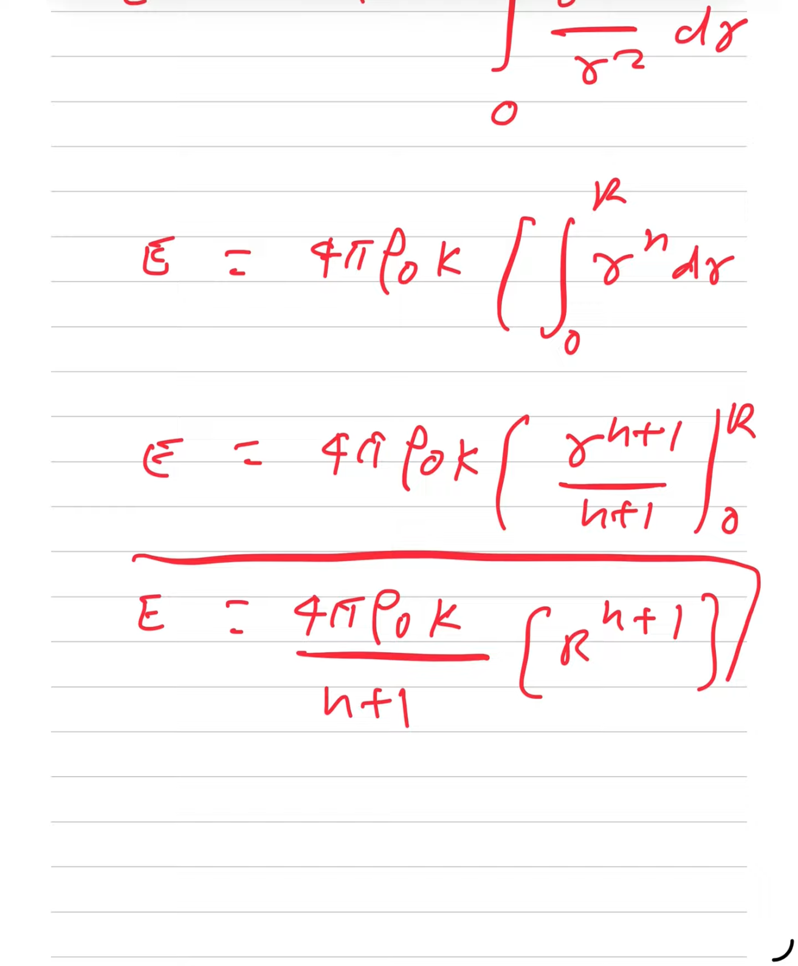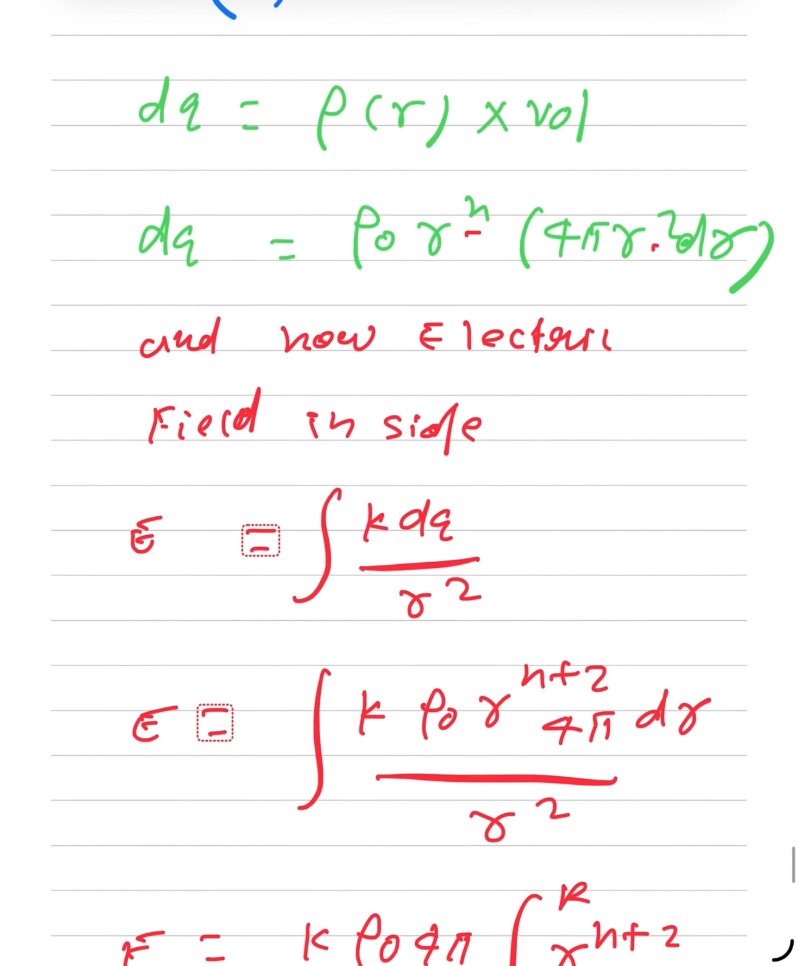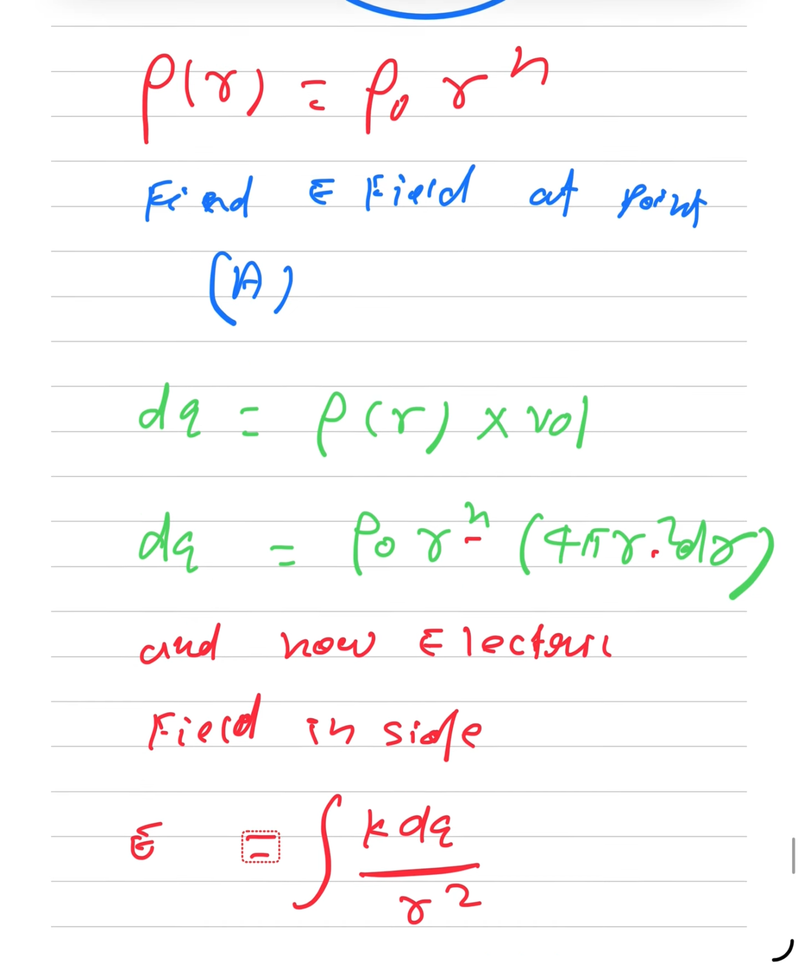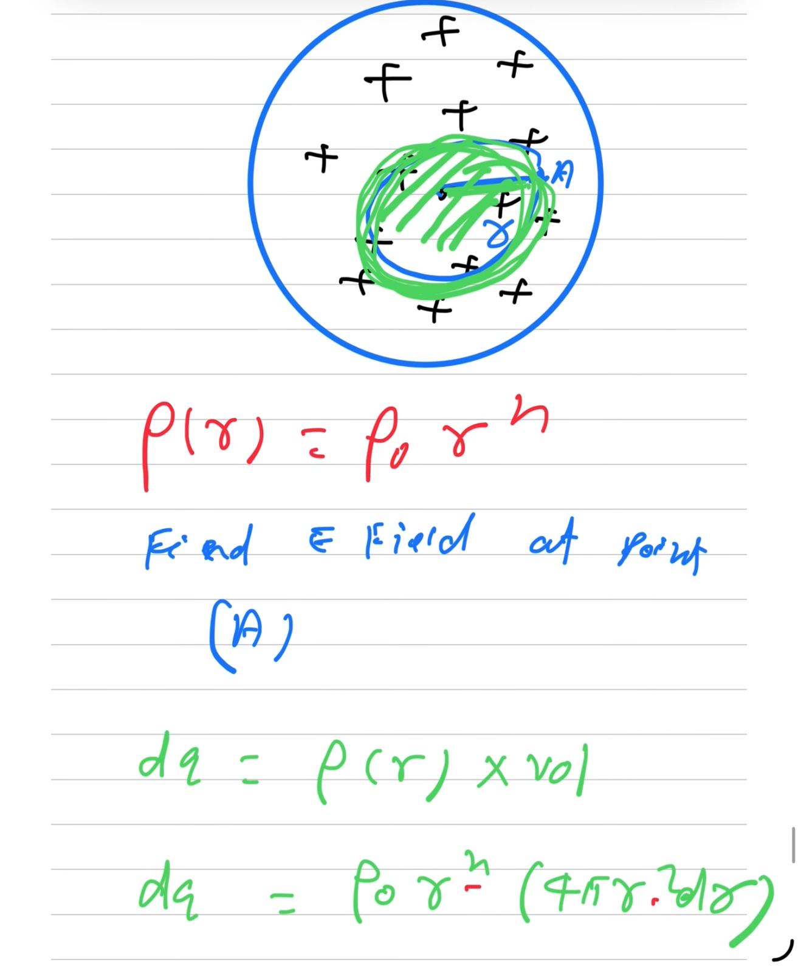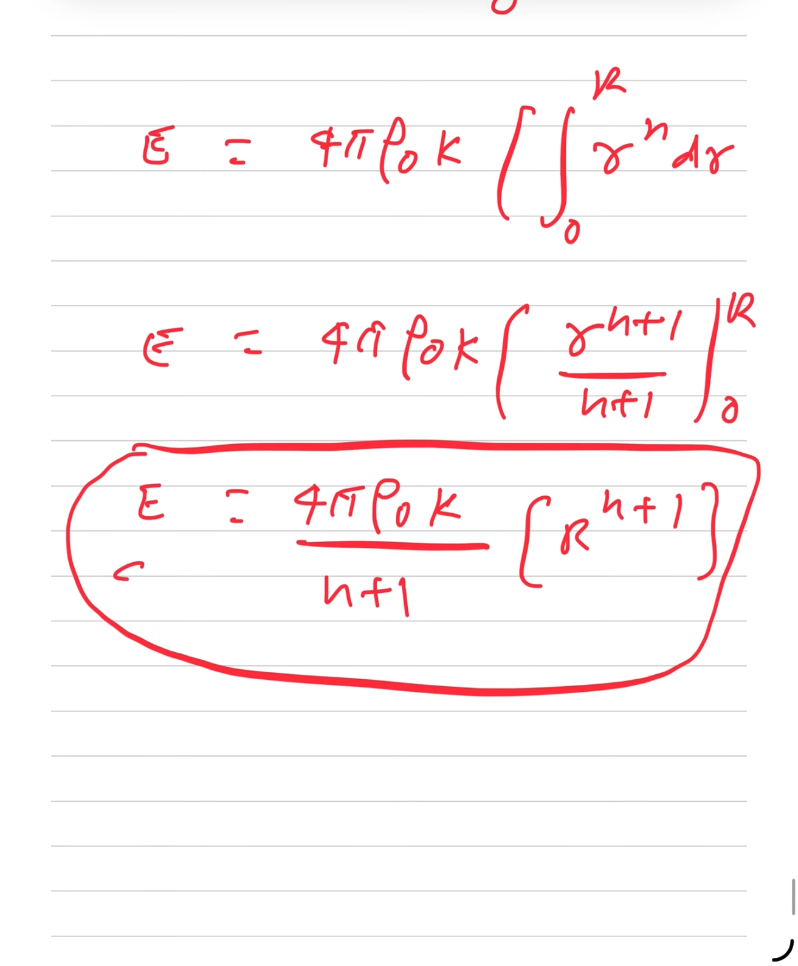This is the formula of electric field due to a non-uniform spherical insulating object. In this situation, this is the electric field at a surface point. This is a surface point.